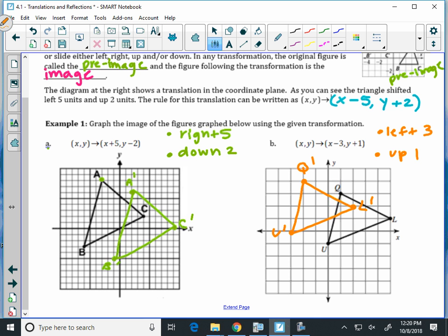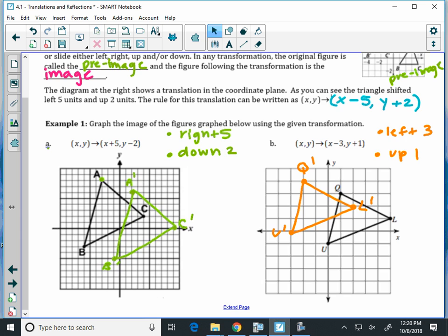Questions on that? Not too bad. Translations, I think, is the easiest transformation. You're just sliding, counting. And if you can count, you can do this. You just have to remember X is horizontal, Y is vertical. Questions on that?